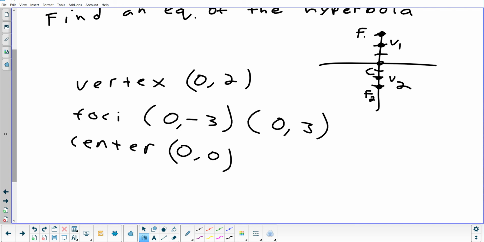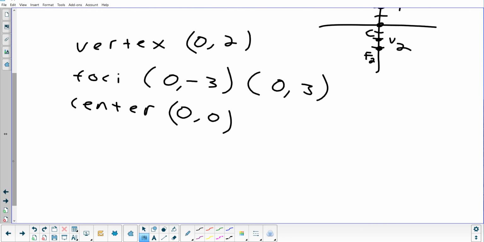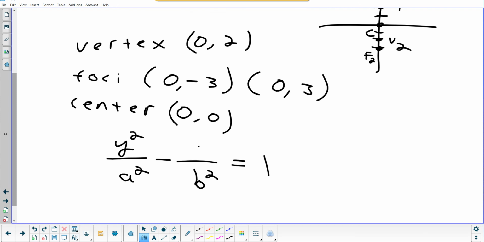Doesn't really matter which one you label 1 and 2. I just put the 1s on the top and the 2s at the bottom. Yeah, that's fine. So which way does the transverse axis go? Vertical. Yep. So let's set it up. We know all that. What letter is going to come first? Y squared minus x squared.